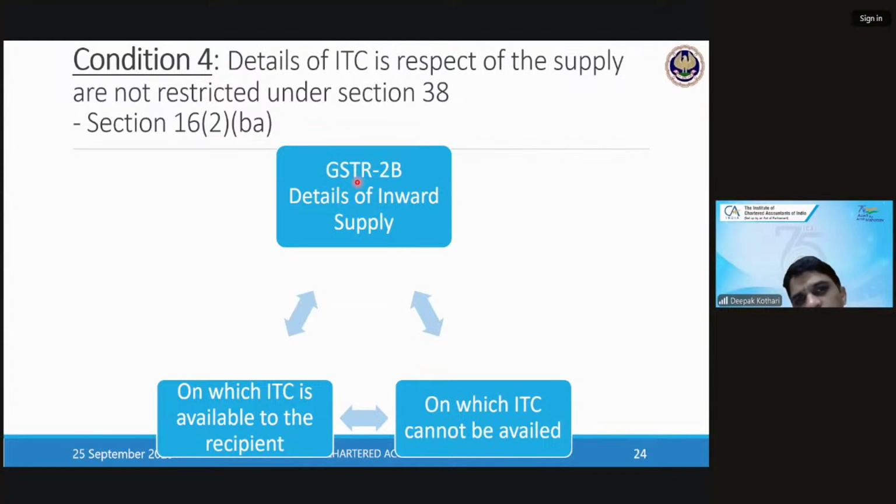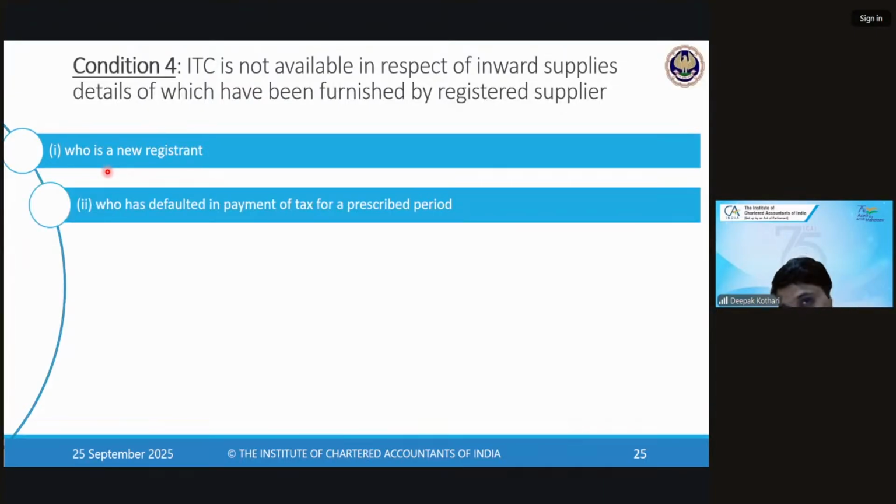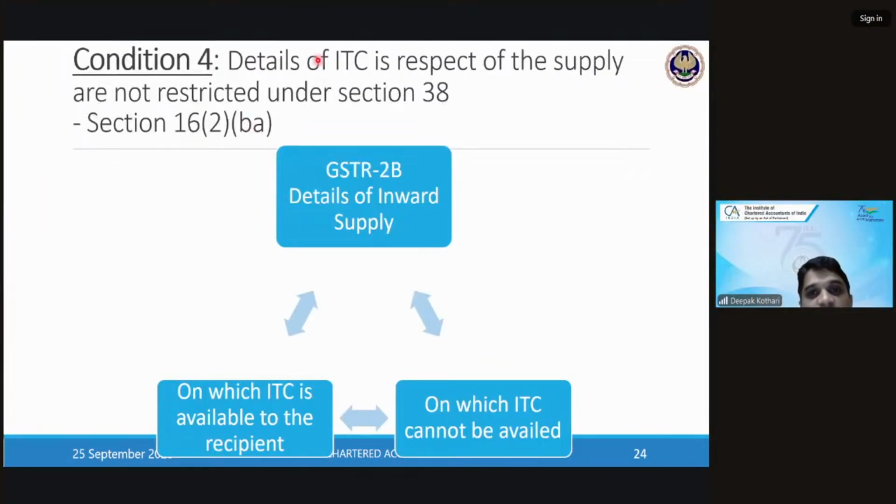Not ineligible, there is some criteria. If the supplier is satisfying that criteria, then you cannot claim the credit. What is that criteria? If he's a new registrant. If he's newly registered, the government doesn't know whether he will file his 3B and 1, or whether he will pay taxes or not. That's why they have told that when you buy from a person who is newly registered, it is restricted under 16(2)(ba), which is read with Section 38. So we can call them Section 38 restrictions.